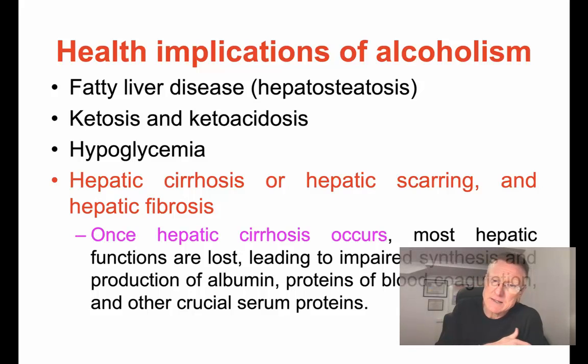In other words, it has devastating consequences because the liver is a major organ in maintaining our health and homeostasis in general. So if you seriously damage the liver, which is the case with hepatic cirrhosis, it really can lead to devastating consequences and can be lethal in the end.